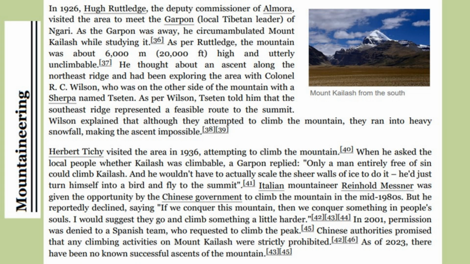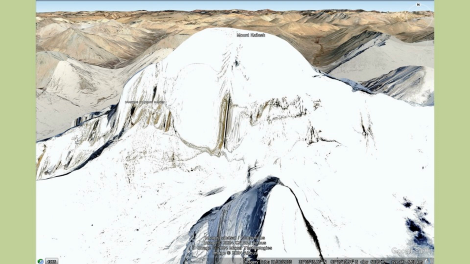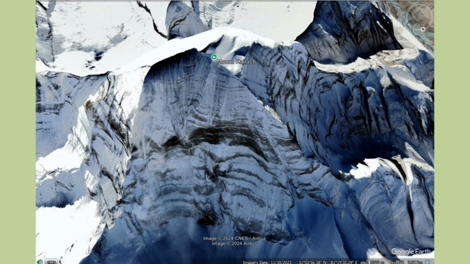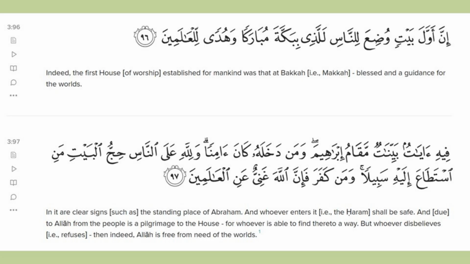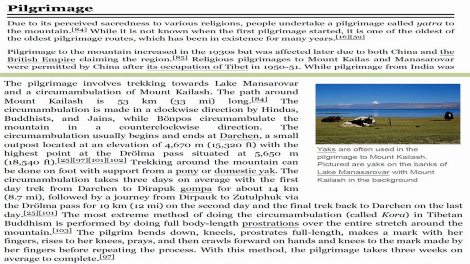This is the reason why nobody is allowed to climb on the top of the Mount Kailash till today. The Creator Allah subhanahu wa ta'ala is ordering to make a pilgrimage to the Mount Kailash to whomsoever it may be possible in the chapter number 3, verse number 97. This is the reason why people from India make a pilgrimage to this place.